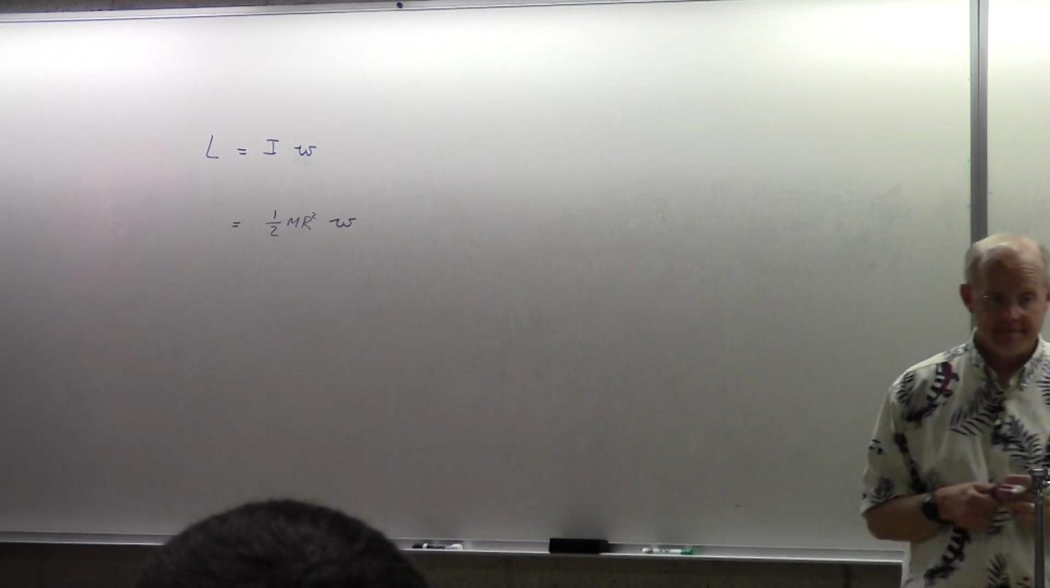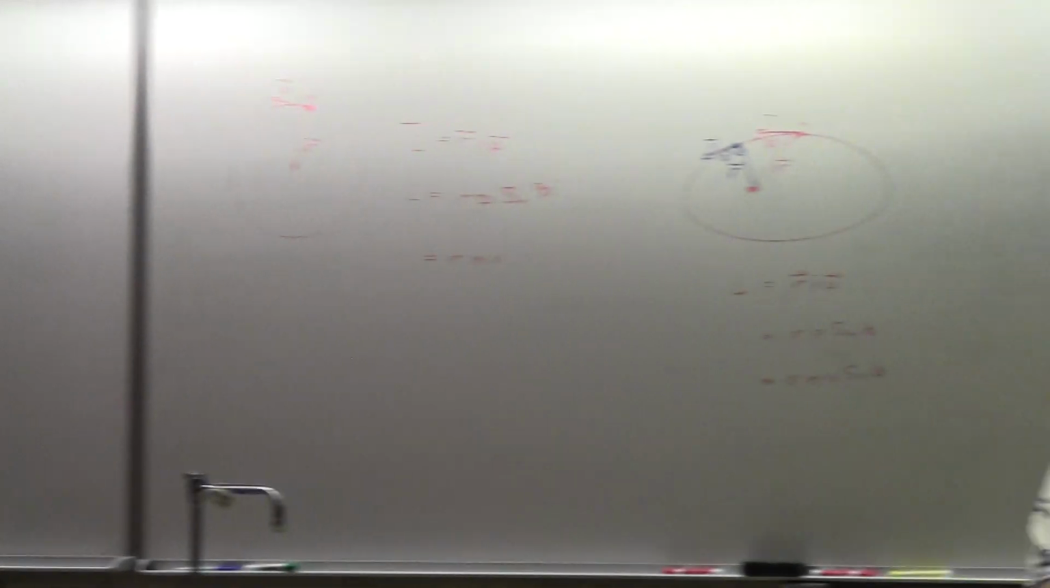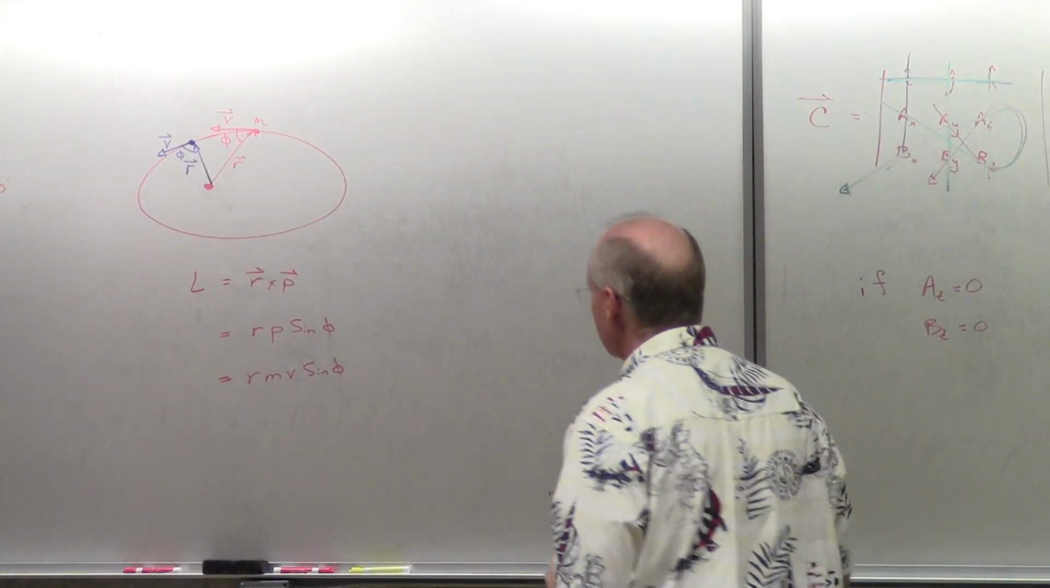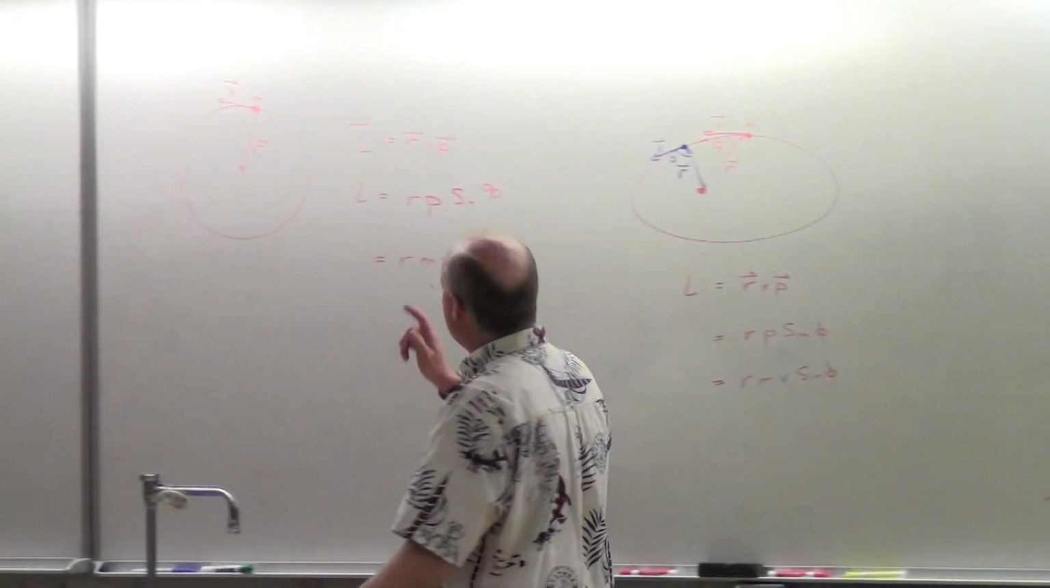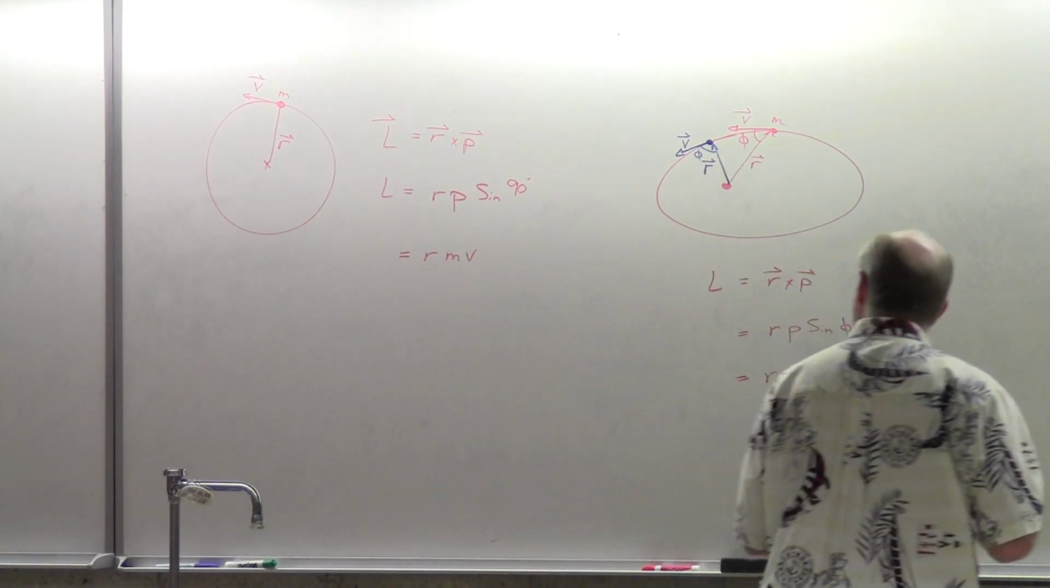Okay? And so that's how I would calculate. Now all of these have direction. So far I've ignored all that. But it is a vector, it is a cross product, so let's talk about its direction. I'll start with the circle again. What direction then is the angular momentum vector?